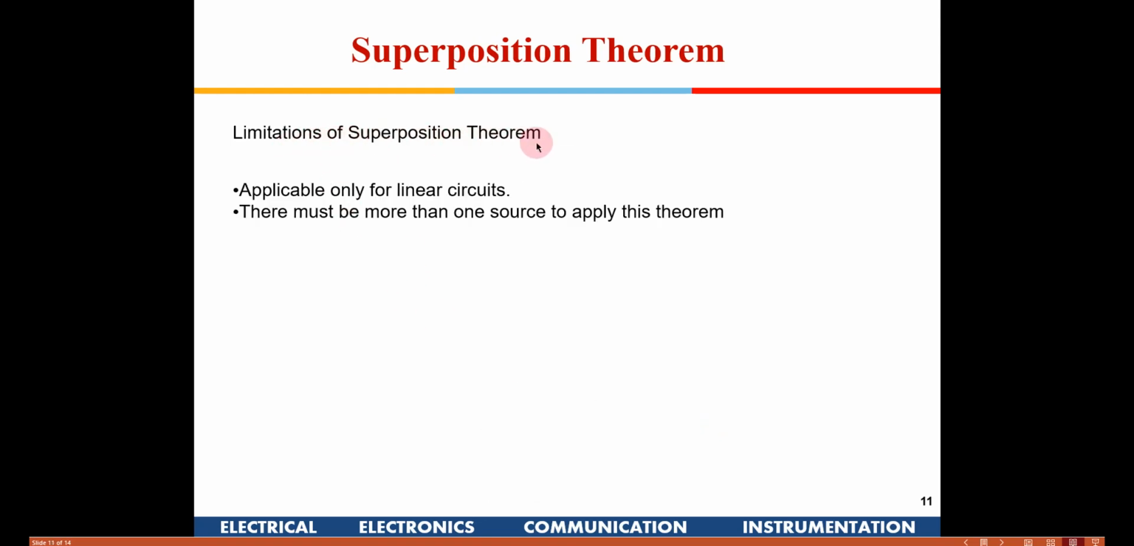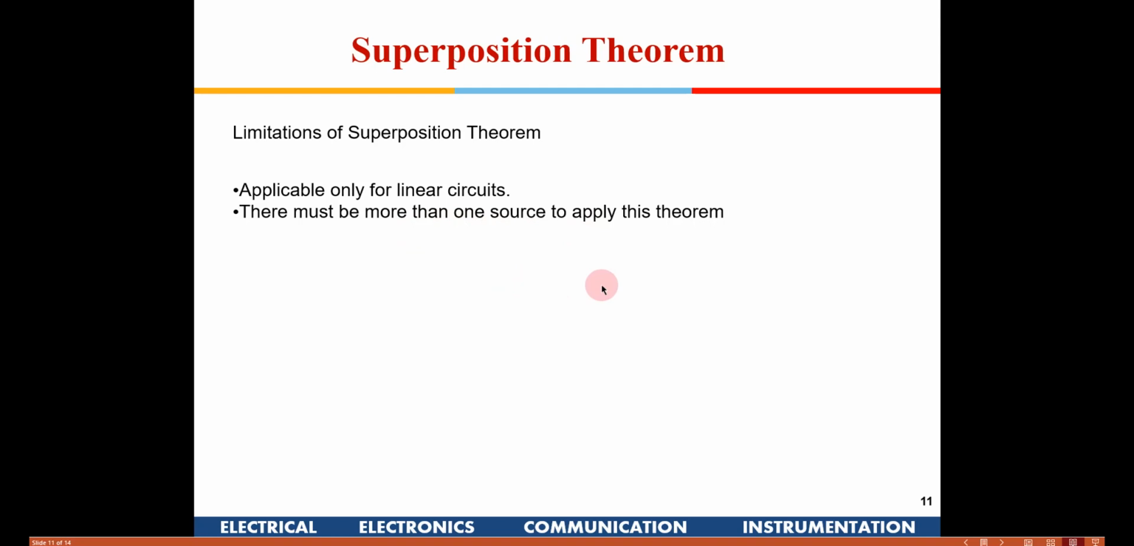So what are the limitations of the superposition theorem? Like the other theorems, the Norton theorem and the Thevenin theorem, it is applicable only for linear circuits. This is a common limitation of all three theorems. Also, there must be more than one source, because this theorem is based on linearity, where you have two sources and at any given time we analyze one source. So obviously there has to be more than one source to apply this theorem, right?